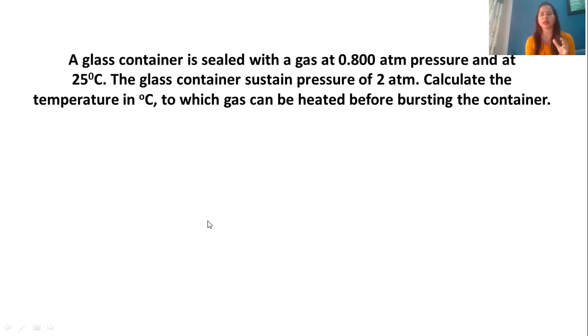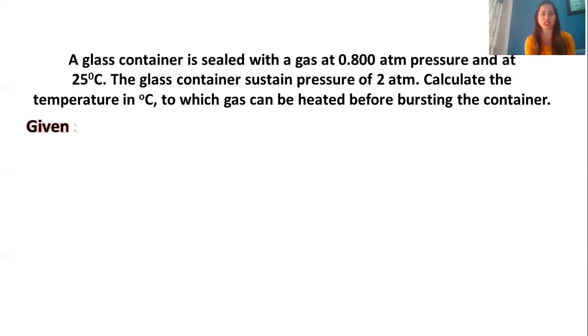As you can see, first of all, what they have mentioned is a glass container which is sealed. When they say it is sealed, it means the volume is constant. It cannot expand. And it has a pressure of 0.8 when the temperature is 25 degrees Celsius. They have said the glass can sustain a pressure up to 2 atm. The maximum pressure that the glass container can sustain is 2 atm. So we need to find out till what temperature we can heat the glass before it bursts.